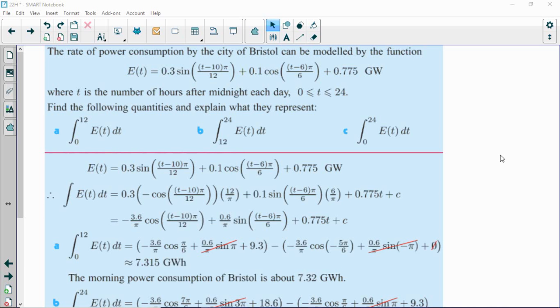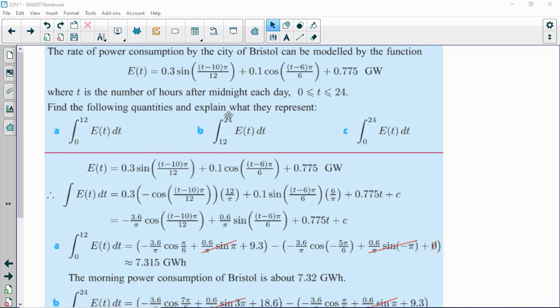However, we do need to be mindful of what these numbers mean. So we read the problem really carefully. We see that T is the hours after midnight each day. So in part A, our integral from 0 to 12 gives us the power consumed in the city between midnight and noon. So they call that the morning power.